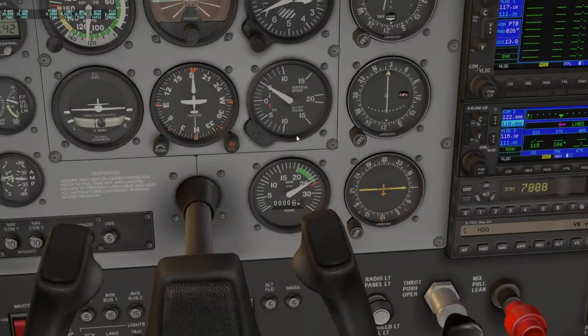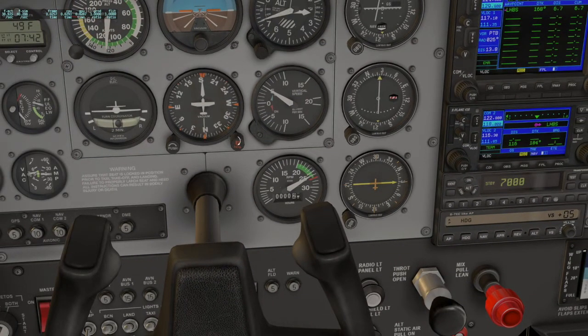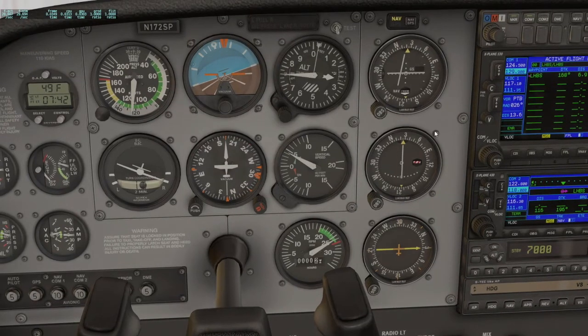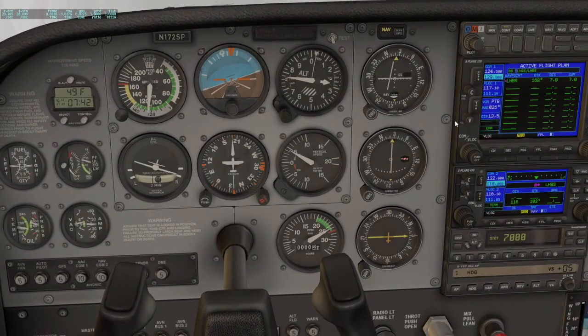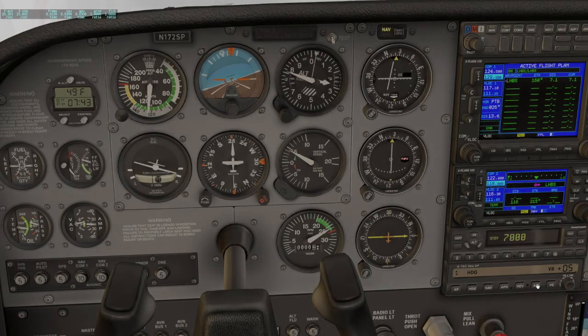Here we go, back here, turning to the 300 direction. Okay, we're approaching 3,000 feet, and we have to make sure we maintain altitude. Just a second while we're turning.